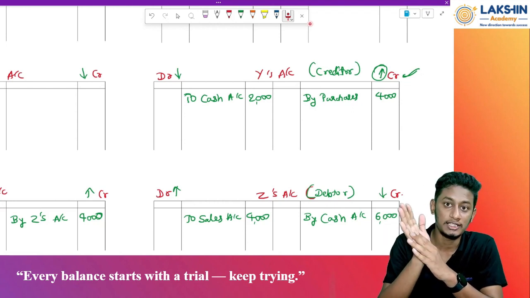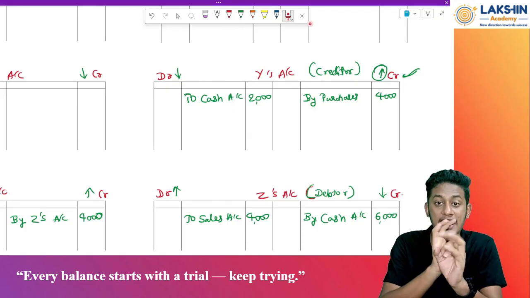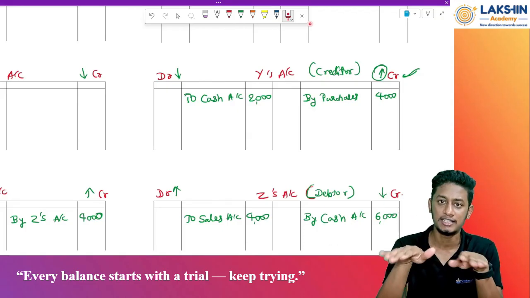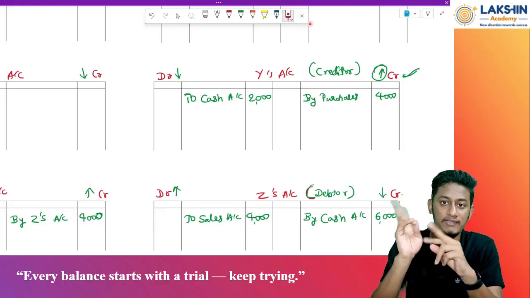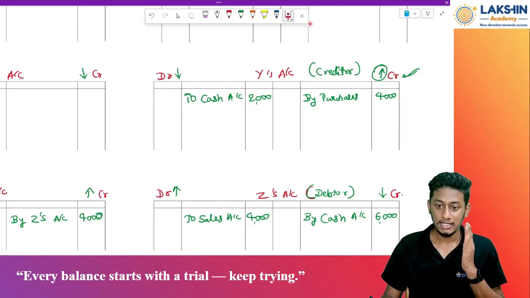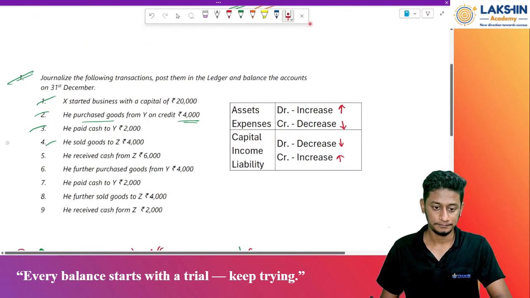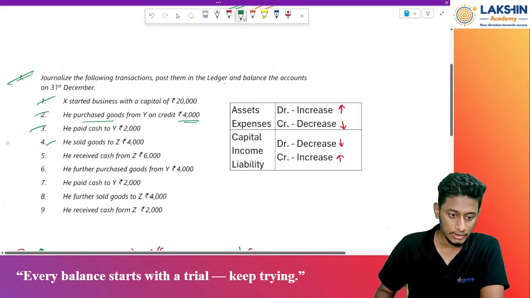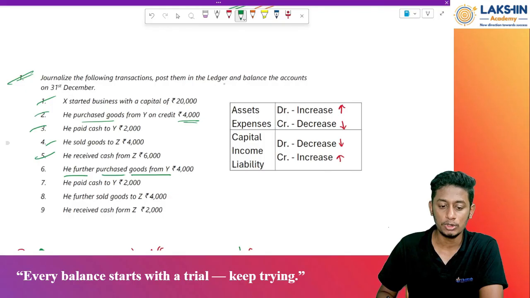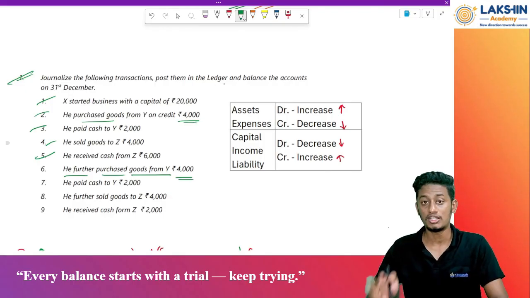Tomorrow he can be a debtor and today he might be a creditor also. It can interchange at any point of time depending on the sales, purchases, cash payments, cash receipts, anything. Depending on the cases, it might vary. So it's not a hard and fast rule. Okay, then let's continue. Now, this is done. He further purchased goods from Y, rupees 4,000. Now what are the two accounts affected?